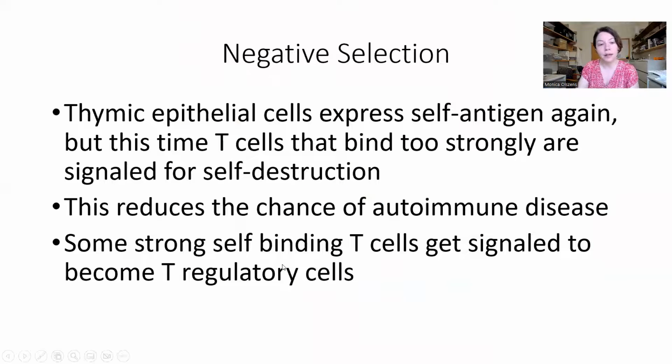All right, so here's the write-up. Thymic epithelial cells express self-antigen, just meaning proteins normally found in your body. T cells that bind too strongly are signaled for self-destruction. Every once in a while, though, you get a survivor. It's very interesting that your body comes up with this program. Some strong self-binding T cells actually get signaled to become T regulatory cells. The job of a T regulatory cell is to roam around, shutting off other rogue T cells. I'm thinking of a spy analogy, but yeah, they get flipped.